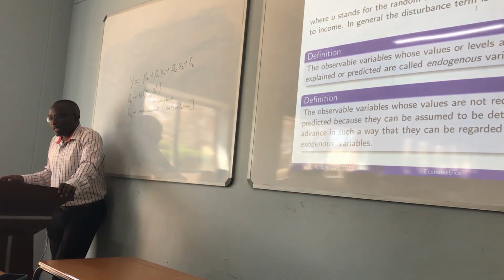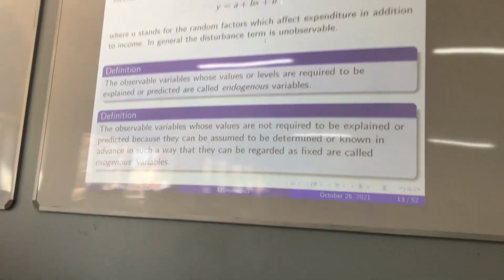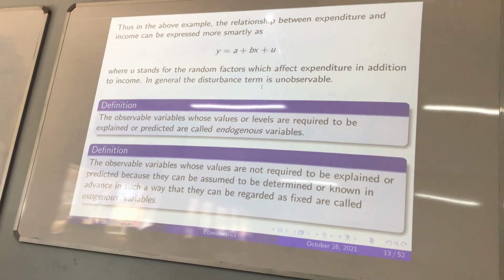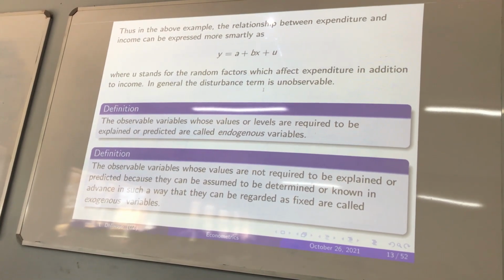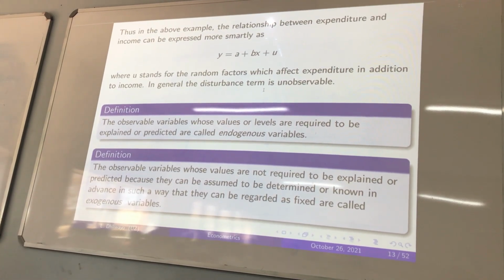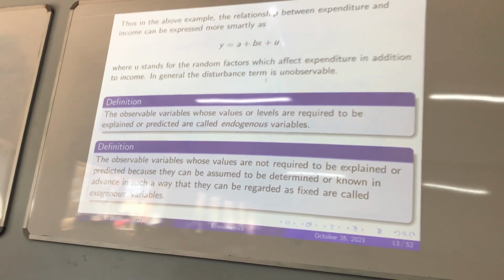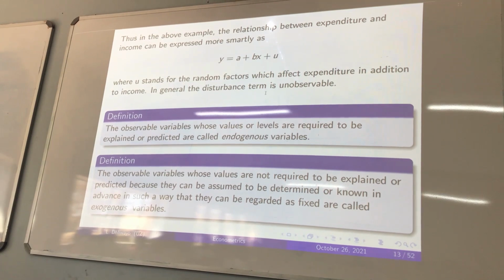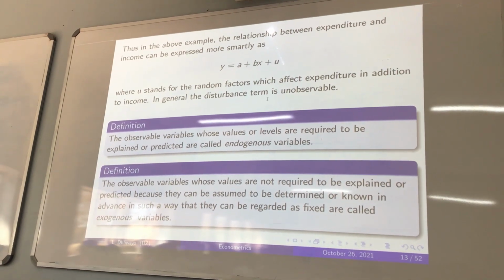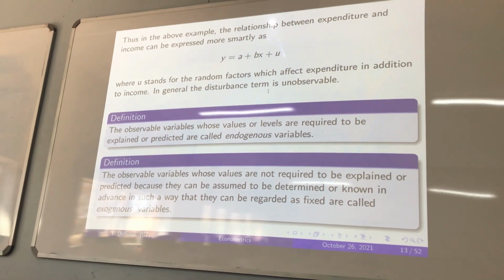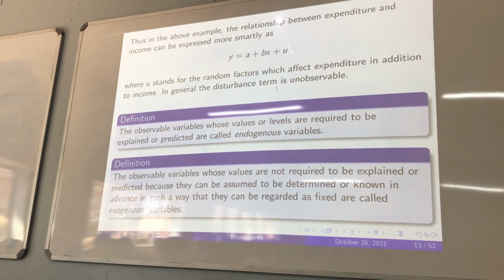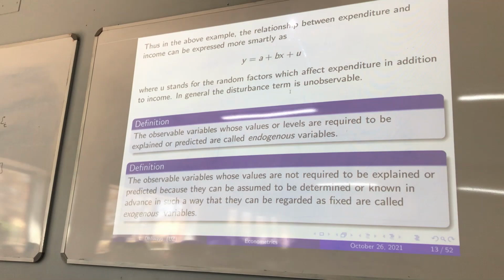Now, the observable variables whose values are not required to be explained or predicted because they can be assumed to be determined or known in advance in such a way that they can be regarded as fixed are called exogenous variables. You can see from the definition that it's more or less like what? Independent variable. Quite clear? Okay. So we have exogenous variables, we have what? Endogenous variables. Those are the terms that will be used.